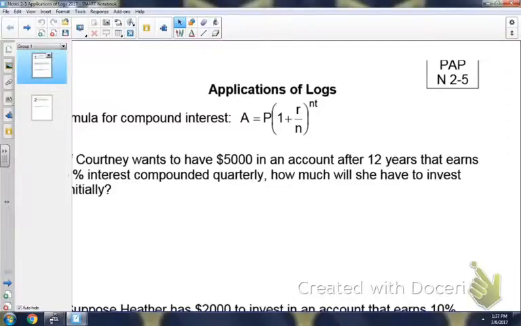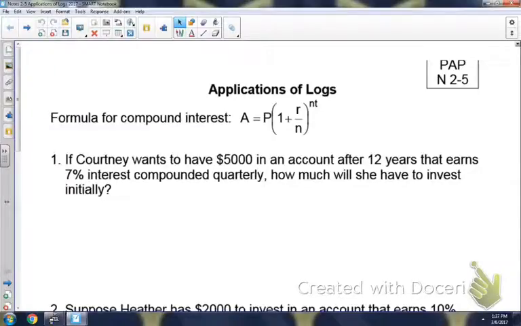On Notes 2.5, we're going to be looking at compound interest again, the compound interest formula, and also the continuously compounded formula. Okay, so just a reminder on the formula, A is your final amount.